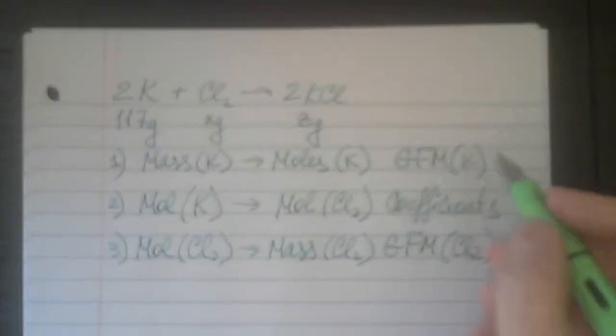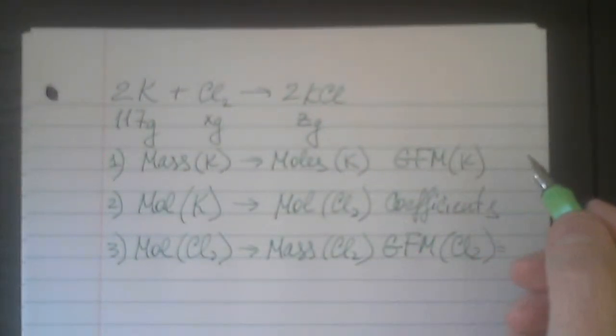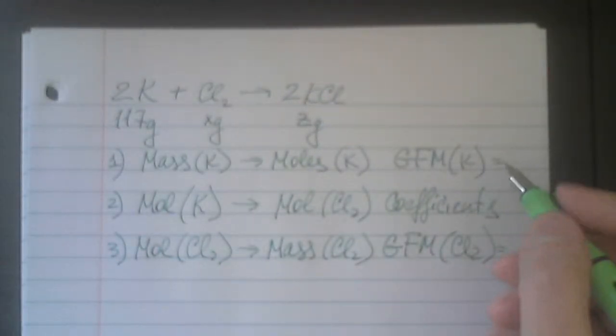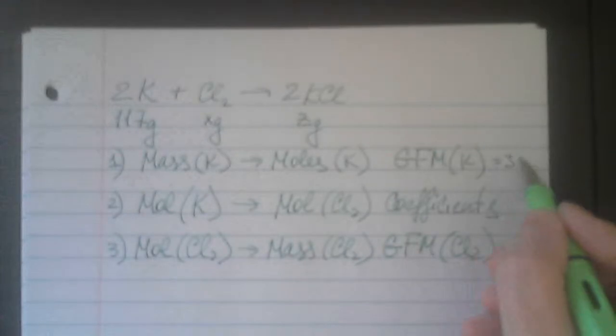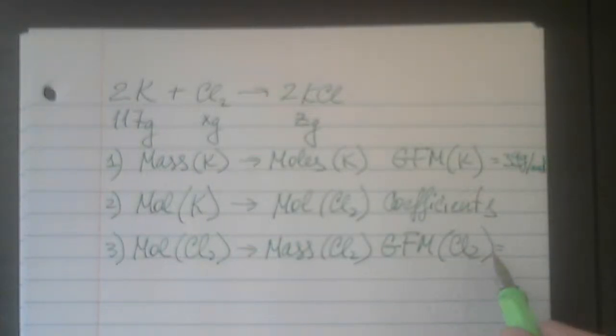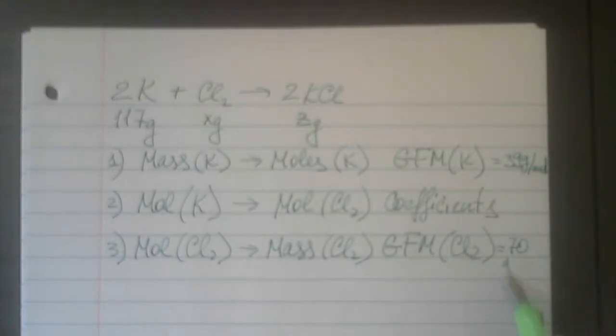Let's quickly do gram formula mass. Potassium can be found in the periodic table. It is 39 grams per mole. And Cl2 will be 35 and 35, 70. 70 grams per mole.